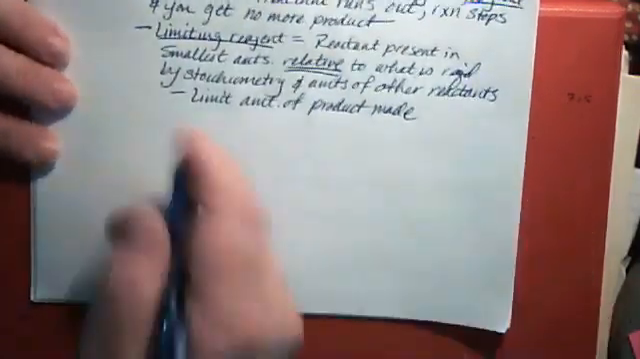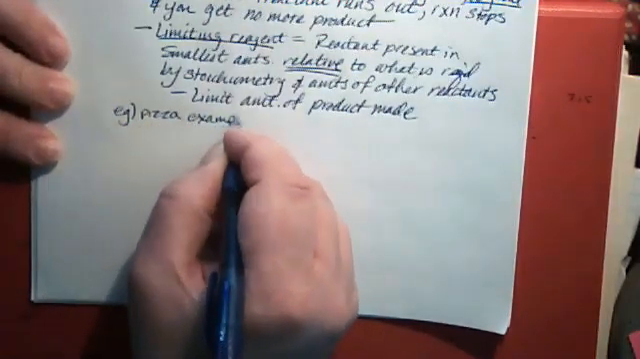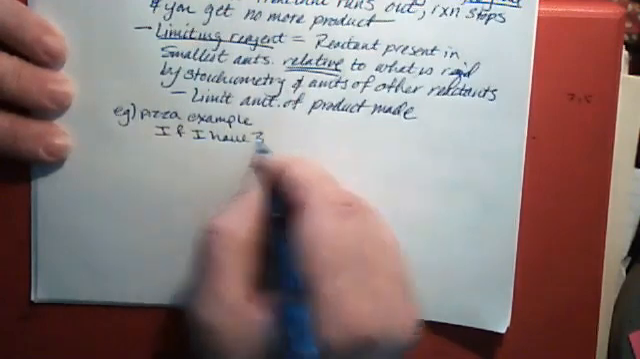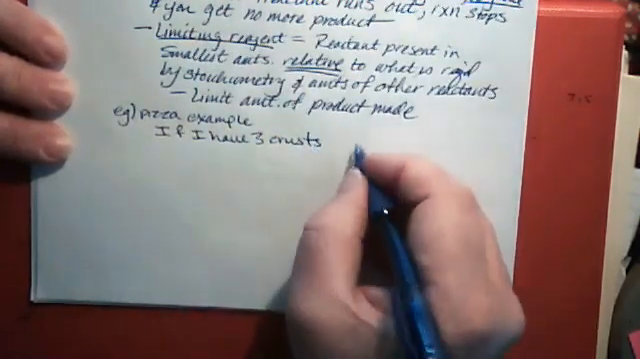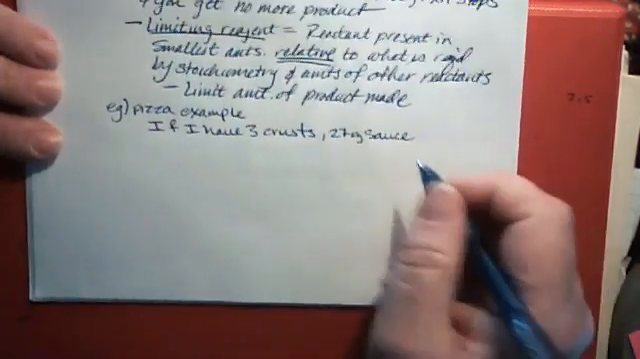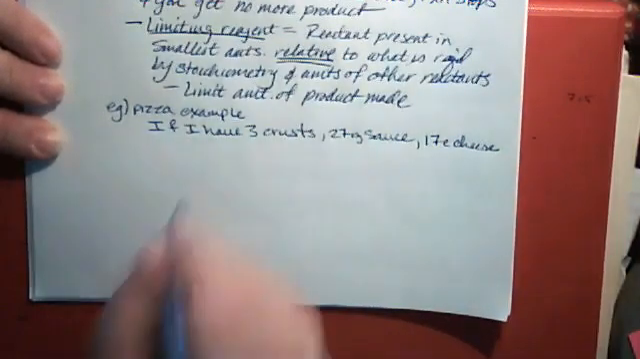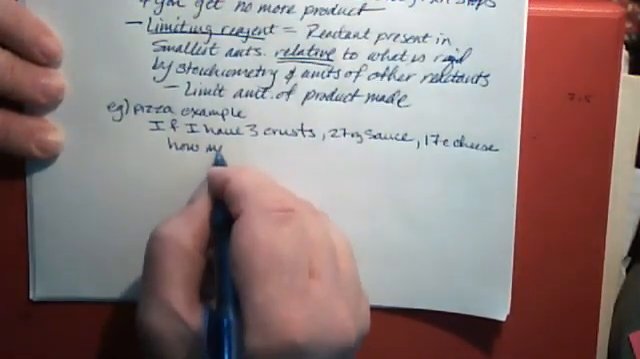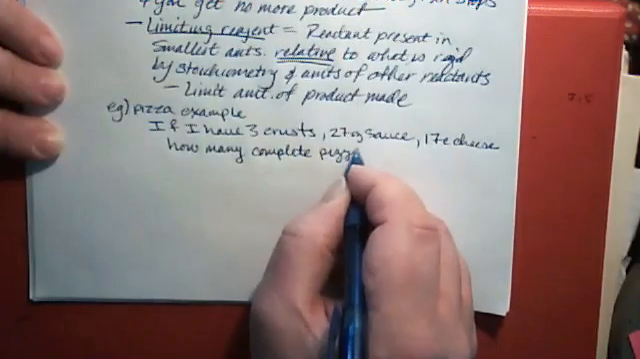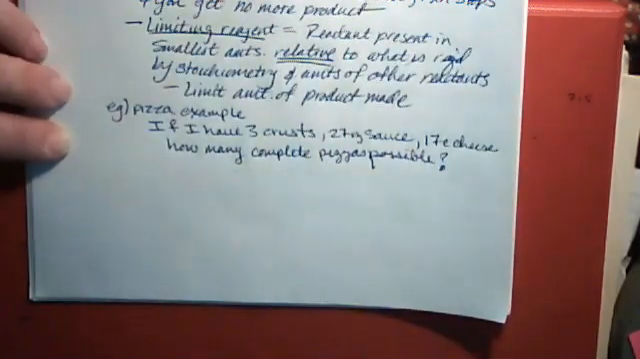Now again, using the pizza example, suppose you've got 3 crusts, 27 ounces of sauce, and 17 cups of cheese. How many complete pizzas can I make?